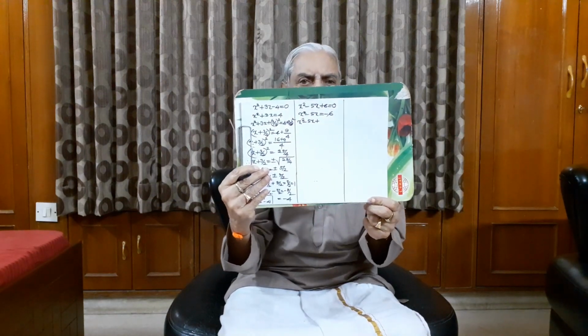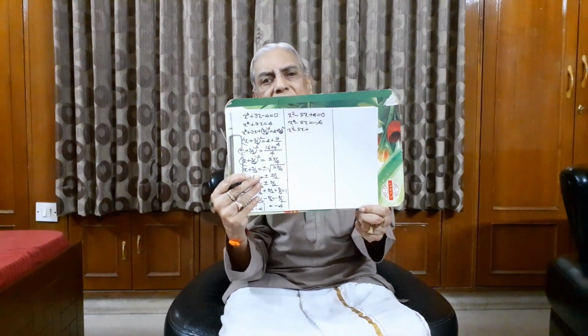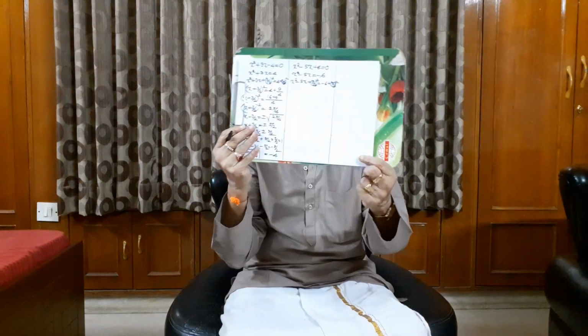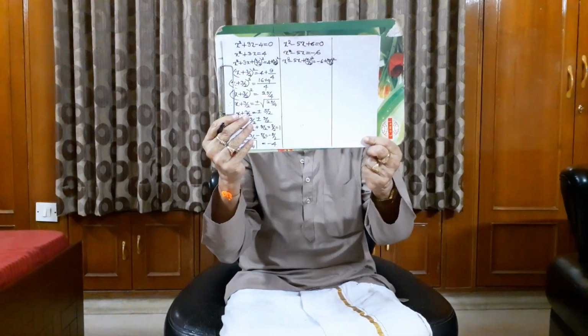What is the coefficient of x there? 5. What is half of the 5? 5 by 2. Put 2 in the denominator, that's all. 5 by 2 the whole square. I am adding 5 by 2 the whole square. Therefore, what should I do on the right hand side? Minus 6 plus 5 by 2 the whole square. Whatever I add on one side, I must add the same on the other. Then it is just simplification. So it is x minus 5 by 2 the whole square.